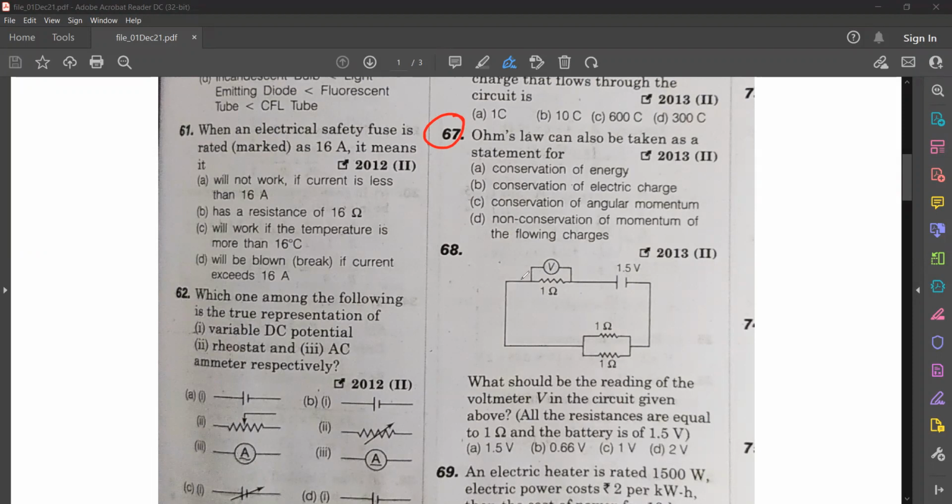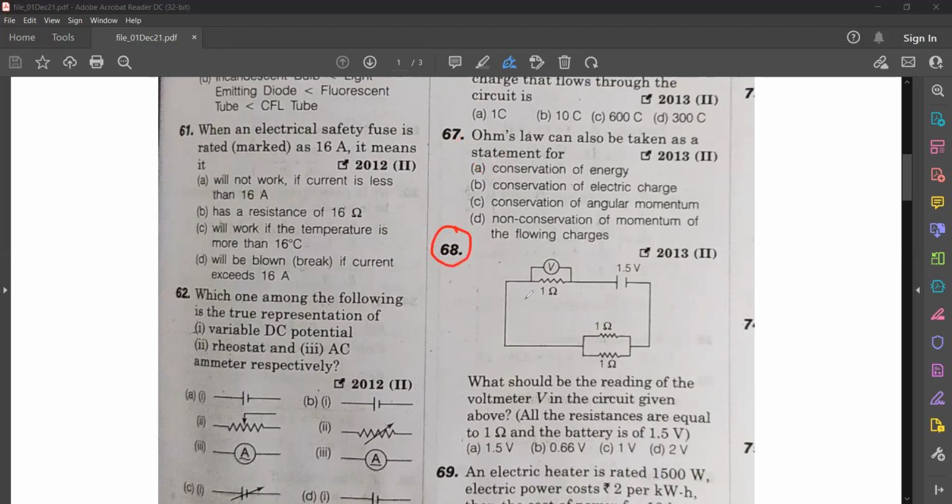Ohm's law can be taken as a statement for... Comment, all of you comment the answers. Yes, option A, conservation of energy. Ohm's law is nothing but it is in accordance with conservation of energy. So moving to the next problem.